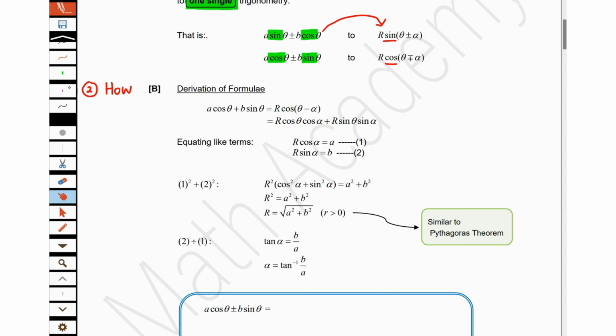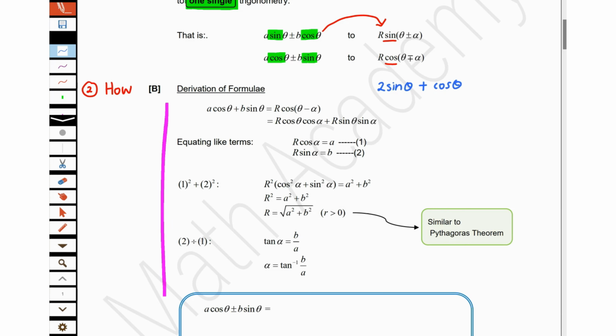Now, the whole paragraph here is based on generic expressions. I'm going to give you a specific equation here. Say for example, I have 2 sine theta plus 1 cosine theta. So I'm going to tell you that eventually the format will be r sine theta plus alpha. Now your job is to be able to evaluate r and alpha.